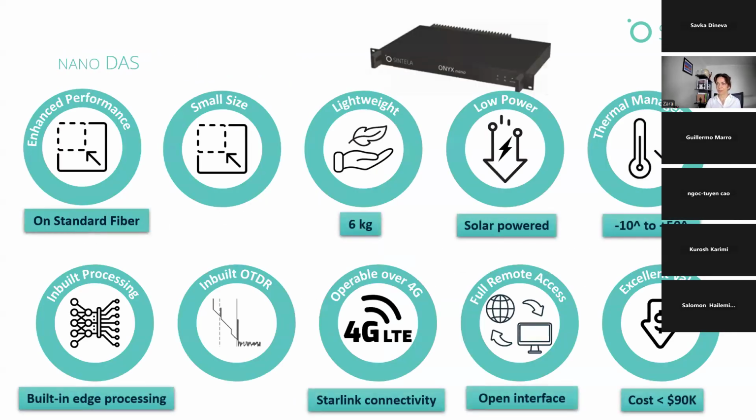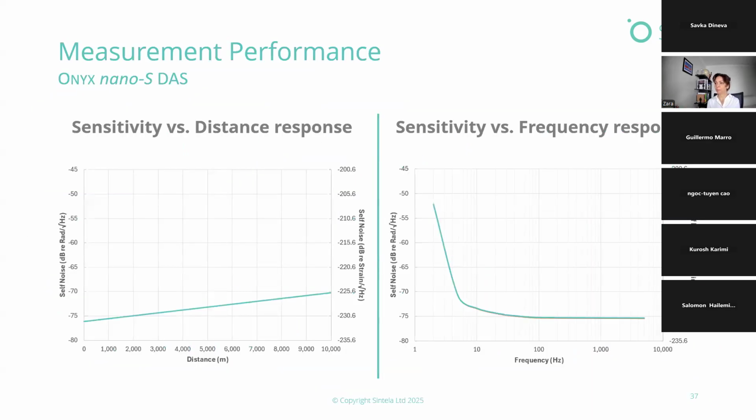So this nano DAS unit I mentioned is again 6 kilos in weight. We can use solar power because of the low power requirements and built-in edge processing, so it can be deployed in a field, in a remote location. That's a lot easier than what we had to do designing systems 5 years ago with these bulky systems and a lot of challenges around power and data management. So a lot of those challenges are being overcome quite rapidly with advances in technology, to get the sensitivity of the nano DAS unit over distance and frequency.